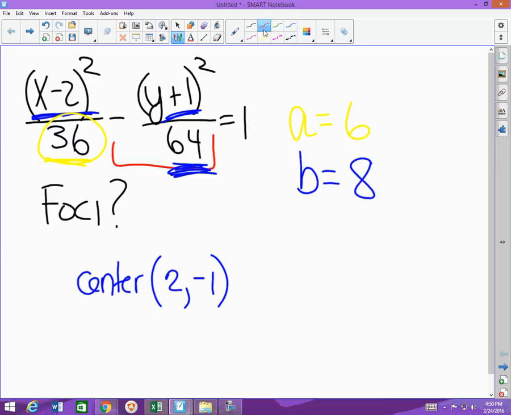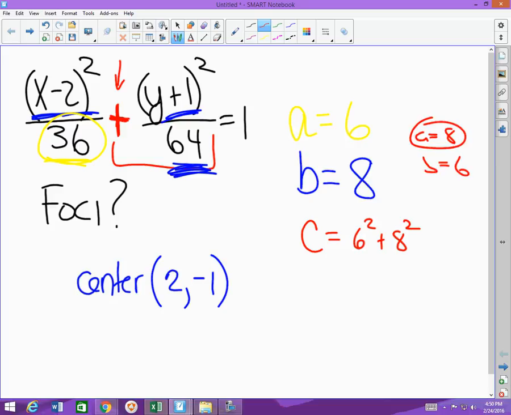And then to find the c value for a hyperbola, since there's minus in between, you have to take 6 squared plus 8 squared, because you do the opposite of what's there. If this were an ellipse, if that was a plus sign in between, a and b would still be 6 and 8. Or no, actually it would be the other way around. A would be 8 and b would be 6, because a is always the bigger value in an ellipse. Then when you figure out c in an ellipse, it's c squared equals a squared minus b squared. For a hyperbola, it's a squared plus b squared.